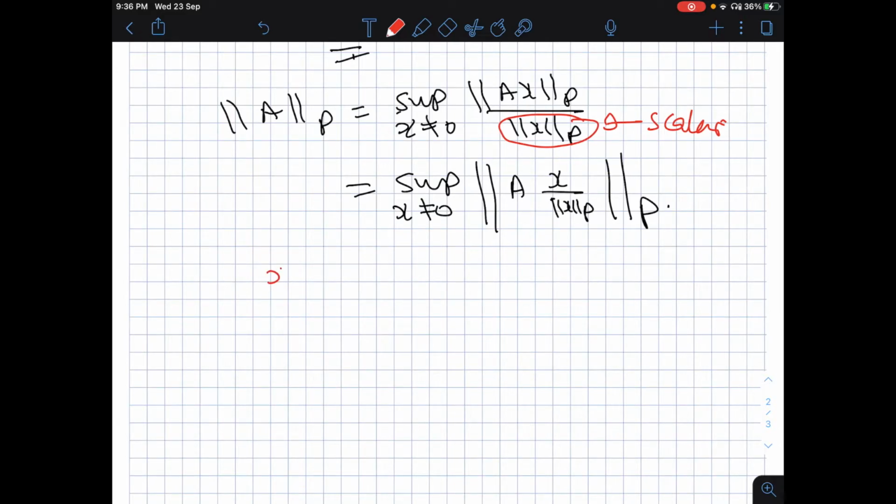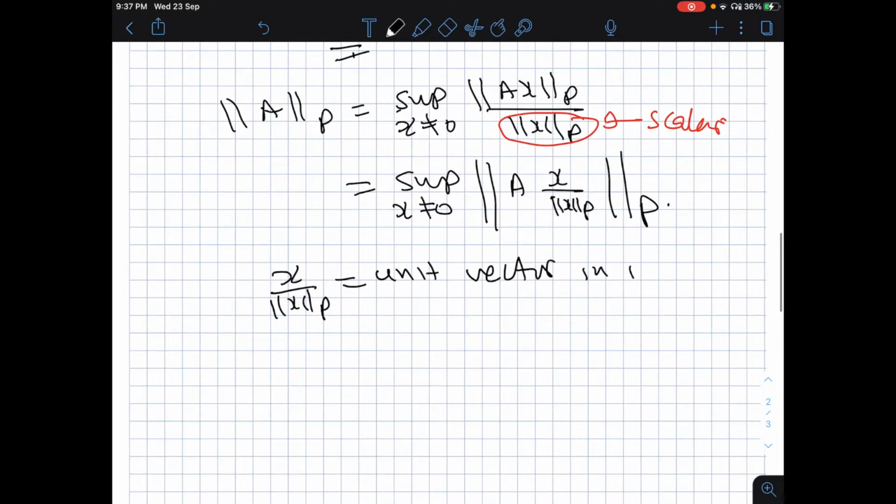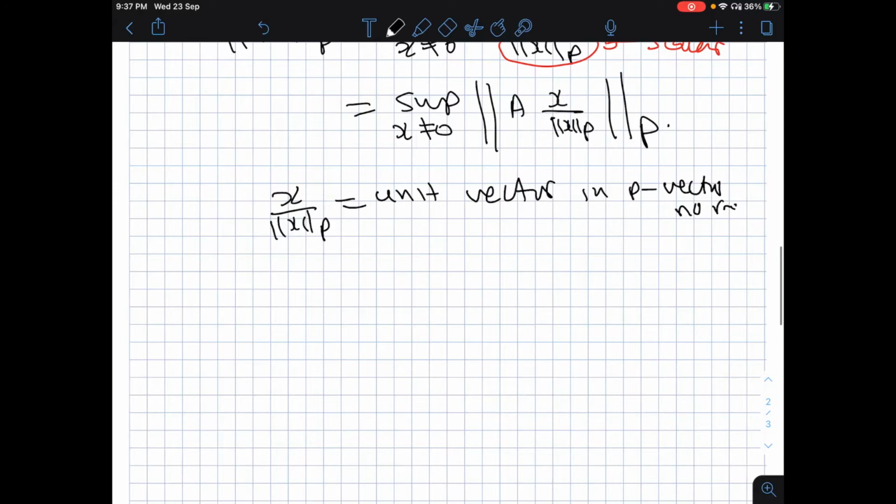But then what is x divided by length of x of p? This is a unit vector, is it not? Its length is one, a unit vector in the p vector norm. For example, if it was the second norm, then x1 square plus x2 square plus up to xn square is equal to 1. So it's a unit vector in the pth norm.